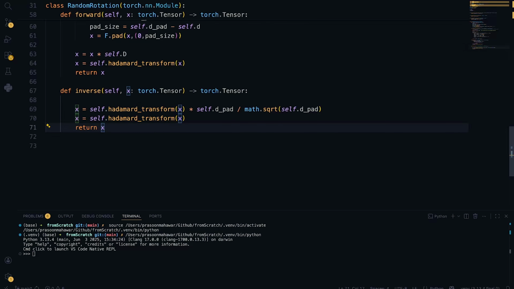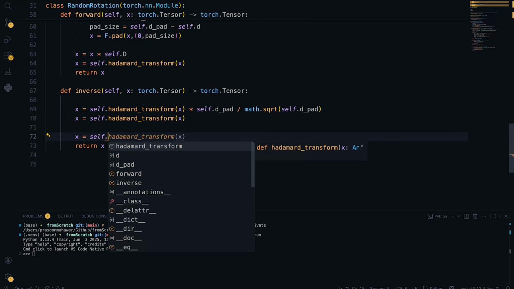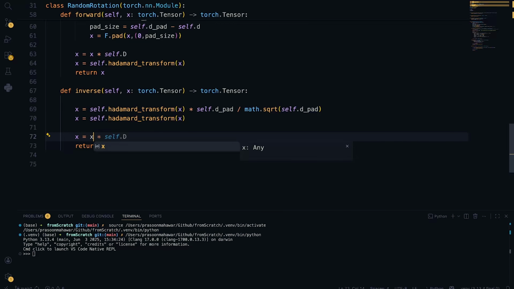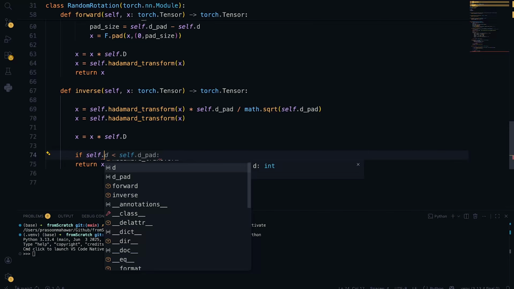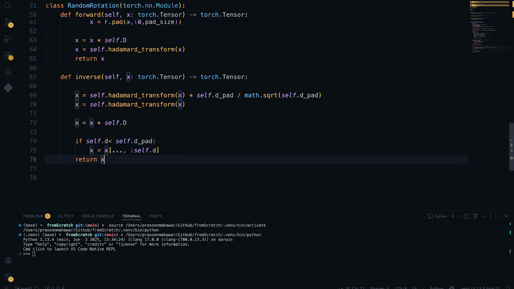And we then have this x equals self dot, basically inverse sign flip, self x into self.d, and we again unpad it. If self.d is less than self.d pad, we unpad it, and we finally return x.